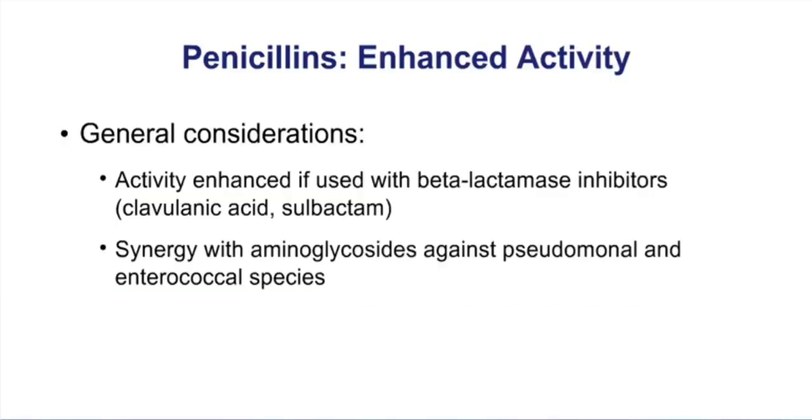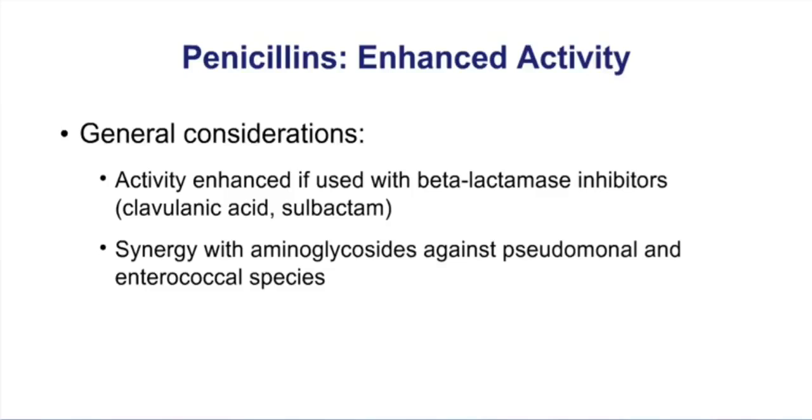Some general properties of penicillins includes you can get enhanced activity if you combine them with beta-lactamase inhibitors like clavulanic acid or sulbactam. And if you think about why you would combine, let's say, a drug like amoxicillin with clavulanic acid, you would do that because you suspect that you're dealing with an organism that's producing beta-lactamase. Clavulanic acid would inhibit that enzyme and allow amoxicillin to kill the bacteria.